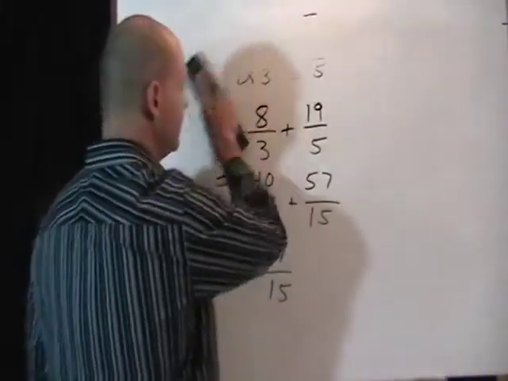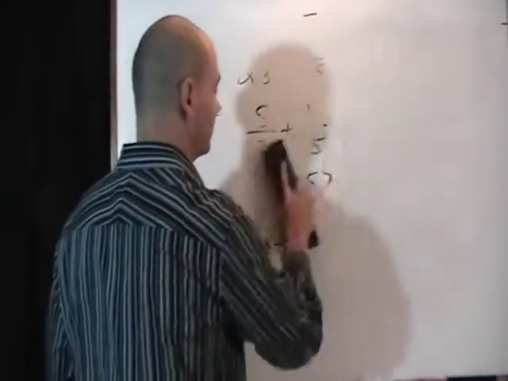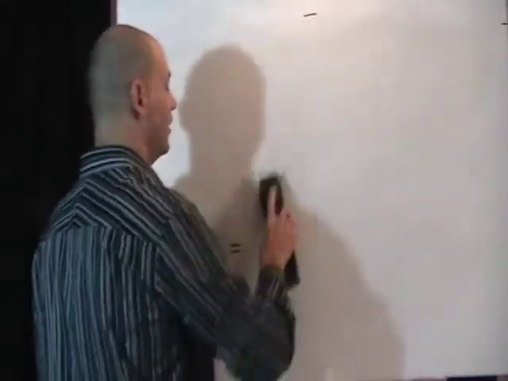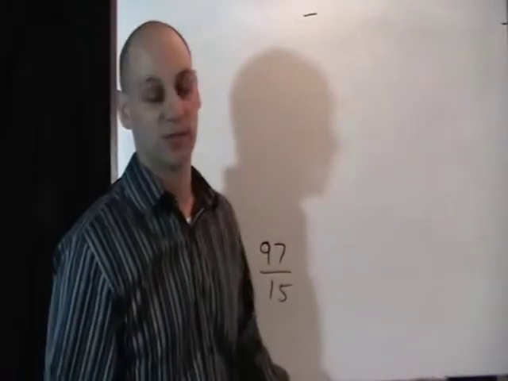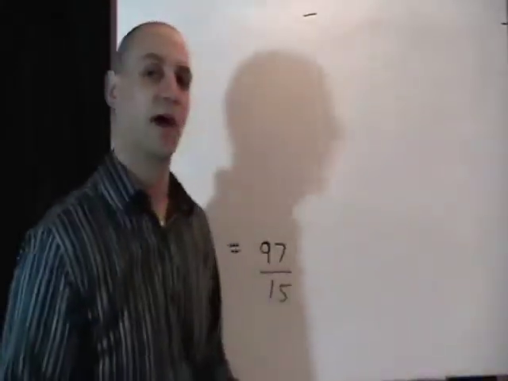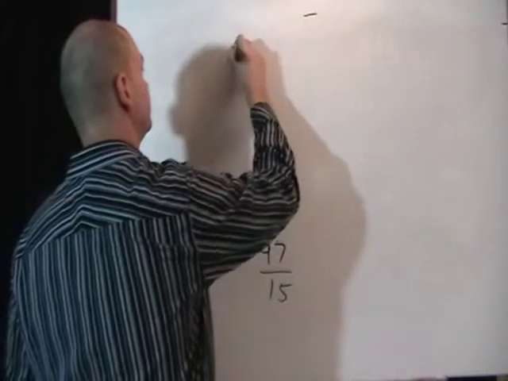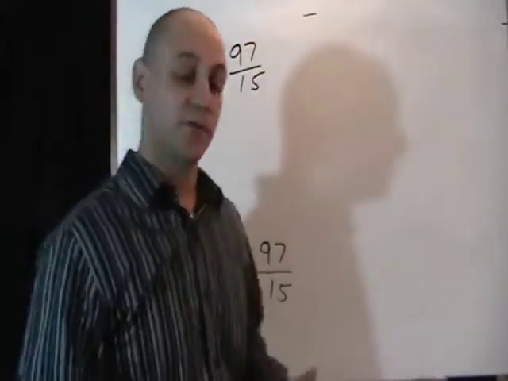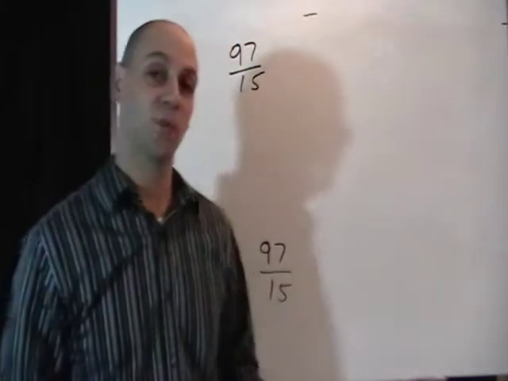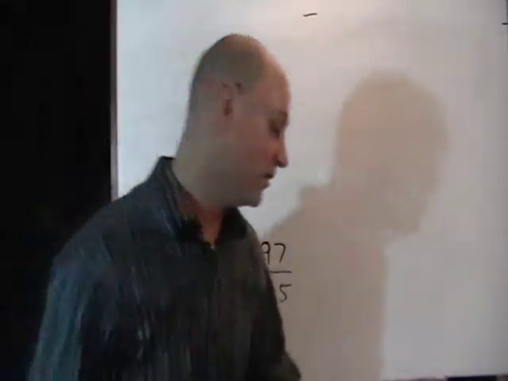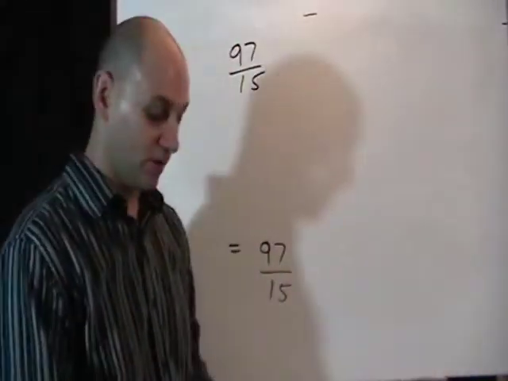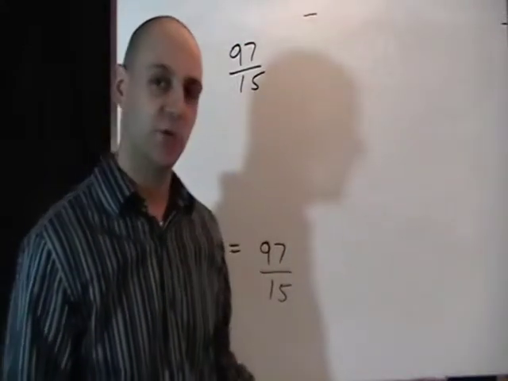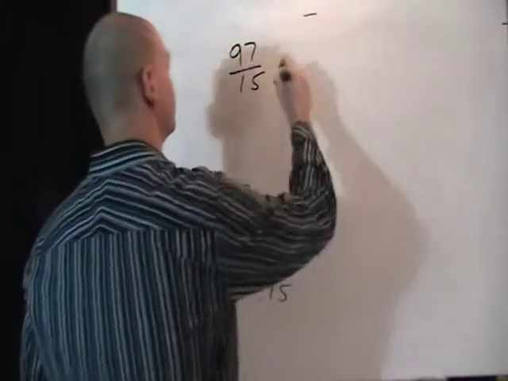So, this answer is technically correct. However, you may want to convert this back into a mixed number. And so let's have a look at how you would do that. There's many ways you can do this. However, the way I like to do it is simply take out your calculator, divide 97 divided by 15, and I get 6.4666 repeating.